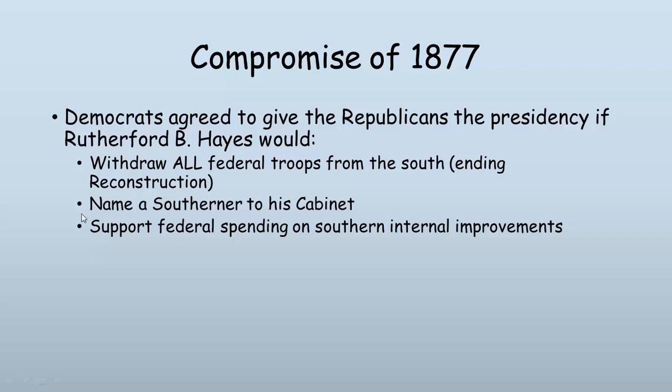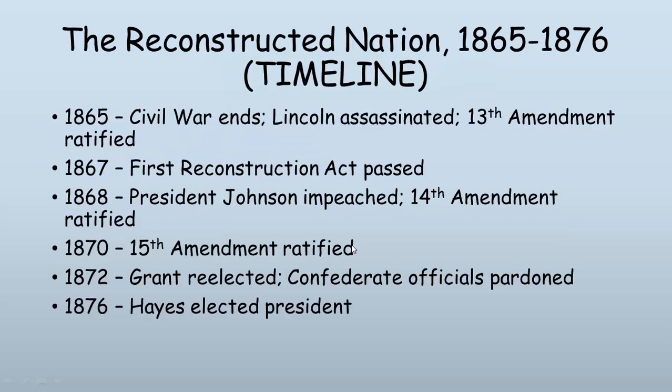There are a couple other smaller parts to that compromise. The biggest one is obviously those troops leaving. The Southerners decided that if this Republican Rutherford B. Hayes is going to be president, they wanted one of their people, a Southerner, in the cabinet so they can keep an eye on him. And they basically told the federal government they needed to continue to spend federal government money to rebuild the South. So there are your points to that compromise.